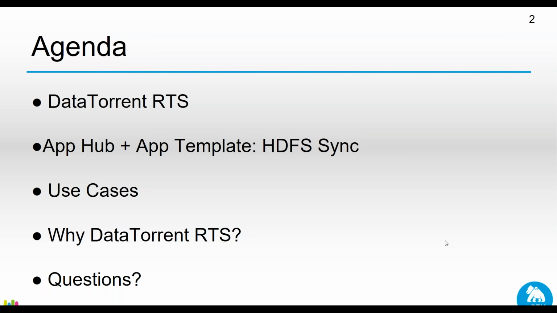where new files and updated files get copied on a periodic basis. We look at certain use cases where this particular app template can be utilized in the industry. We then look at why exactly people should look at DataTorrent RTS. What are the features that it provides from an enterprise perspective? At the end, we can take some questions, and we have a couple of slides which talk about resources, certain links that you could go register yourself to get a lot of information.